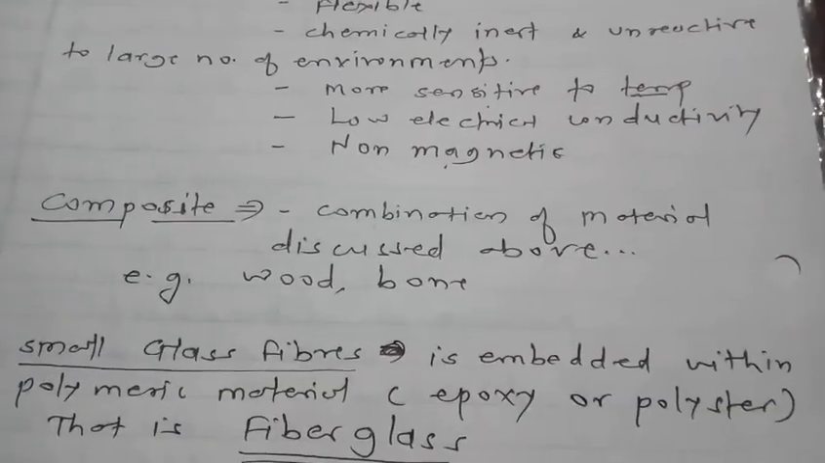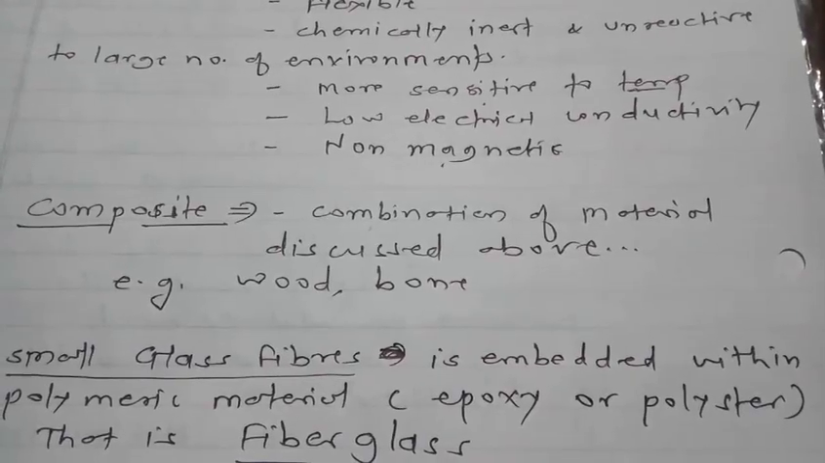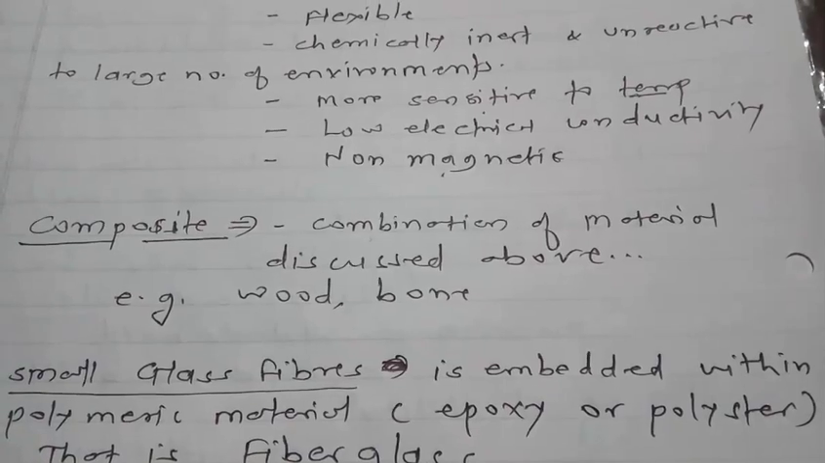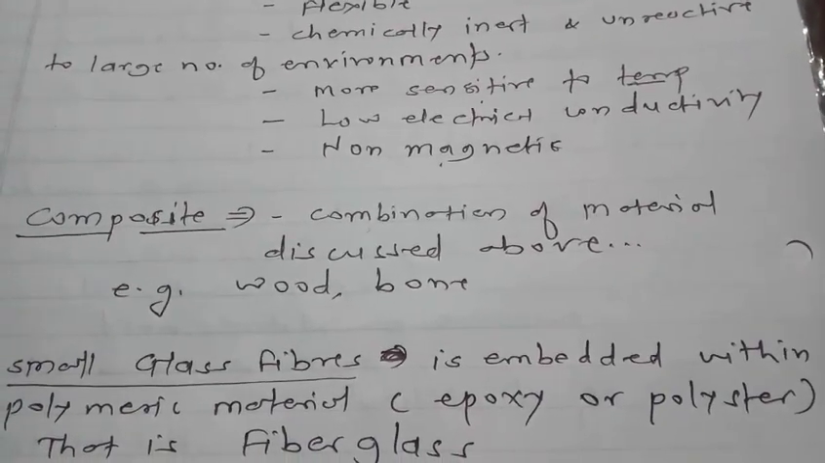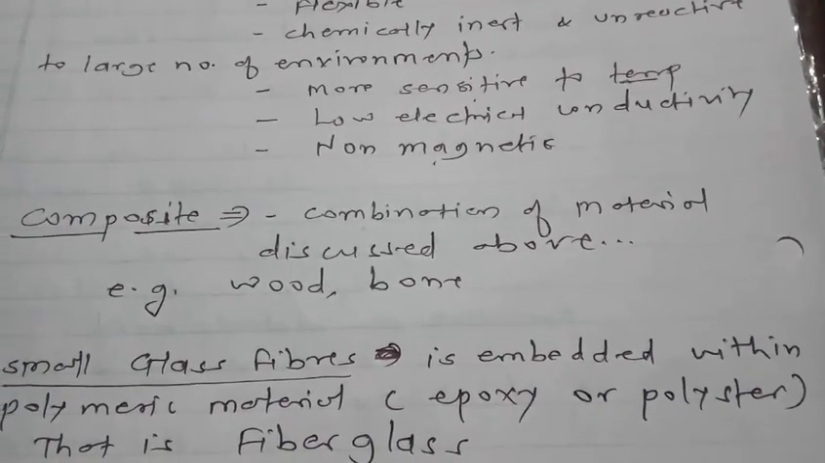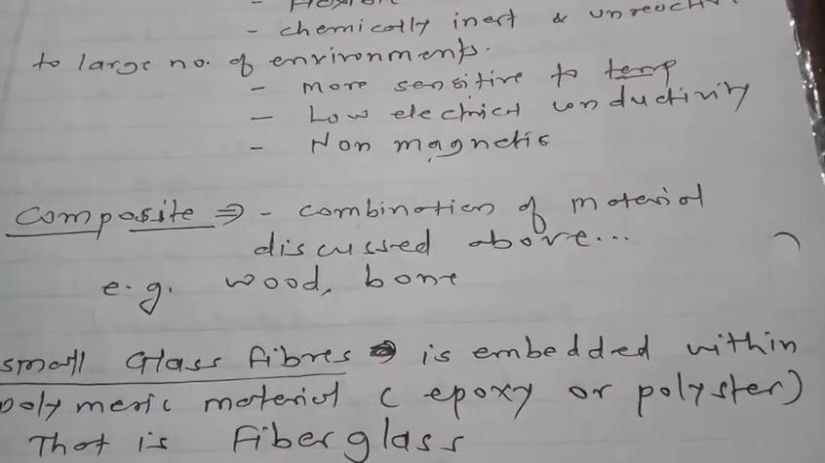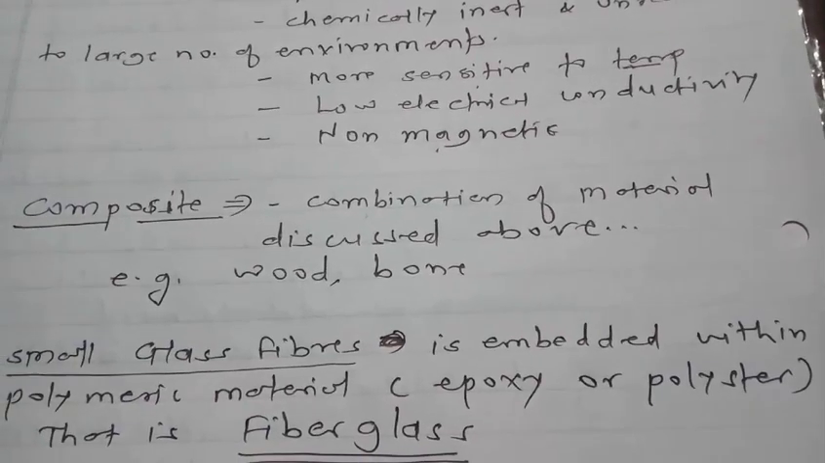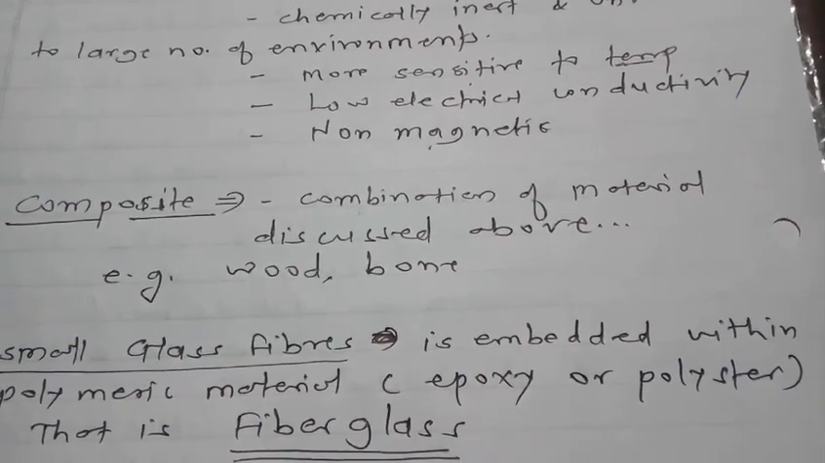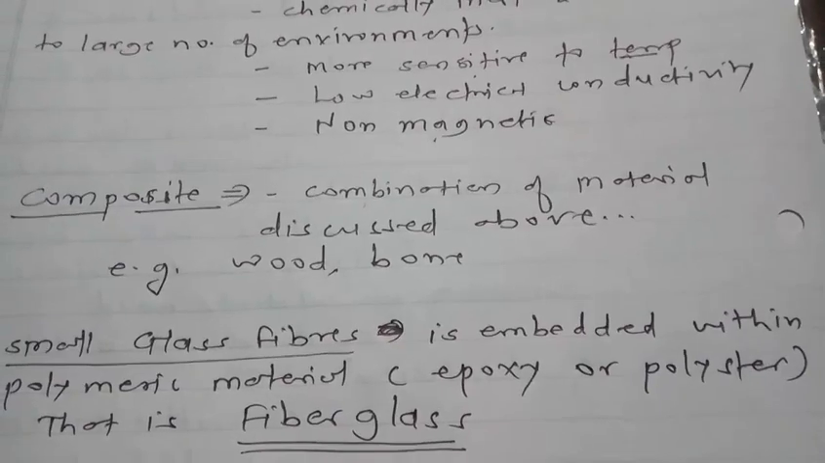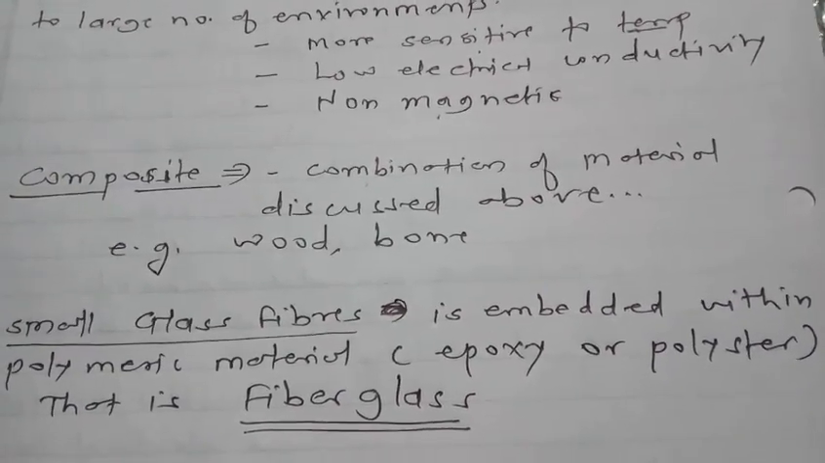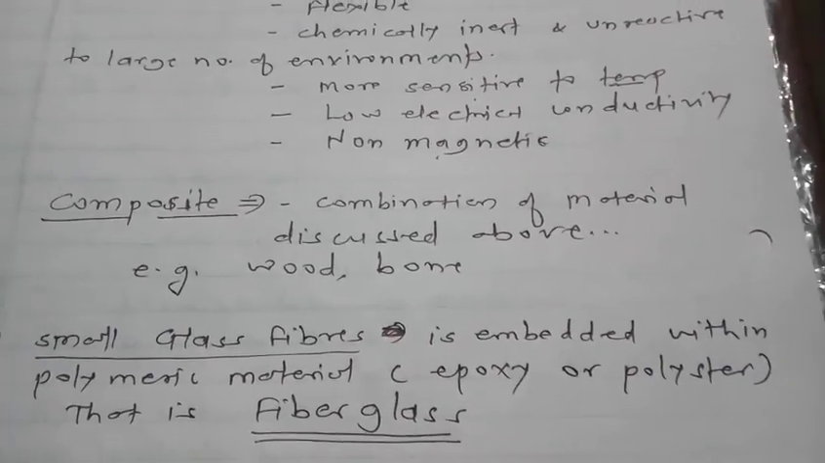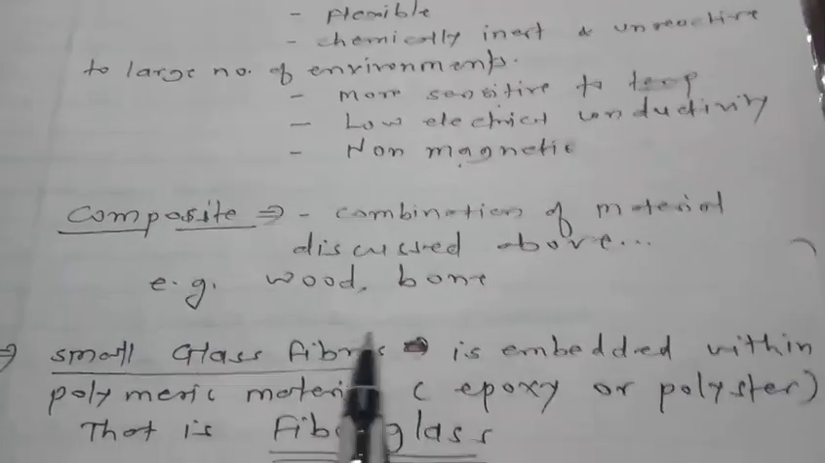So definitely metals are somewhat ductile, and if you compare with ceramics, ceramics are relatively hard materials, right? So if you combine metals and ceramics, we get the ductile property as well as the hard property. That is the composite property we get from composite materials. Common examples are wood and bone. So one example is given.